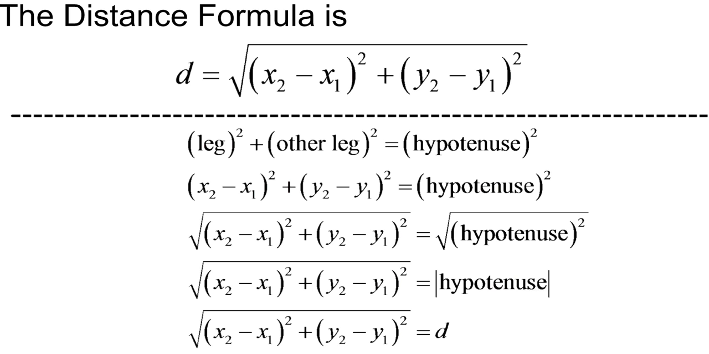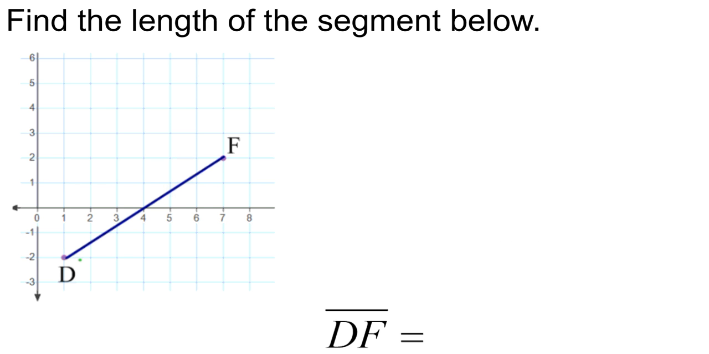So let's see if we can use this to find some different lengths as opposed to always going back to the Pythagorean theorem to do that. Okay, so the distance formula, right? You're still taking the length of the one leg squared plus the length of the other leg squared and taking the square root to find it. So here we have our segment DF. Could we find its length by using the distance formula?